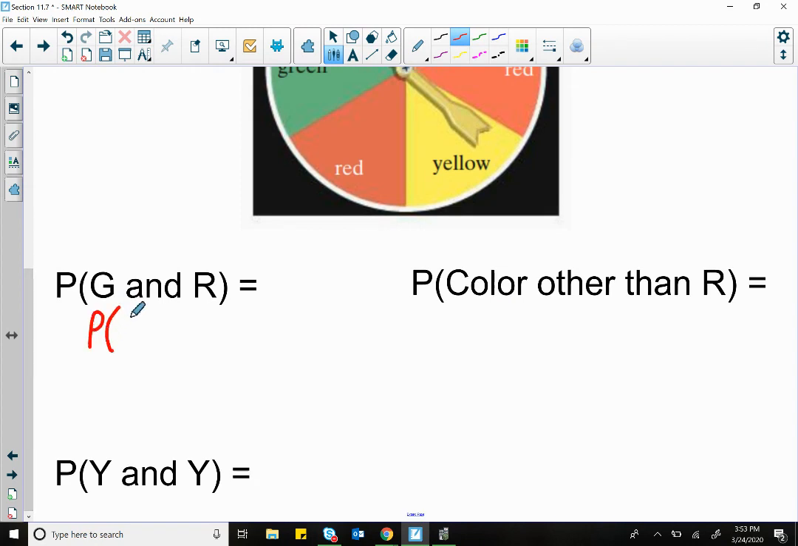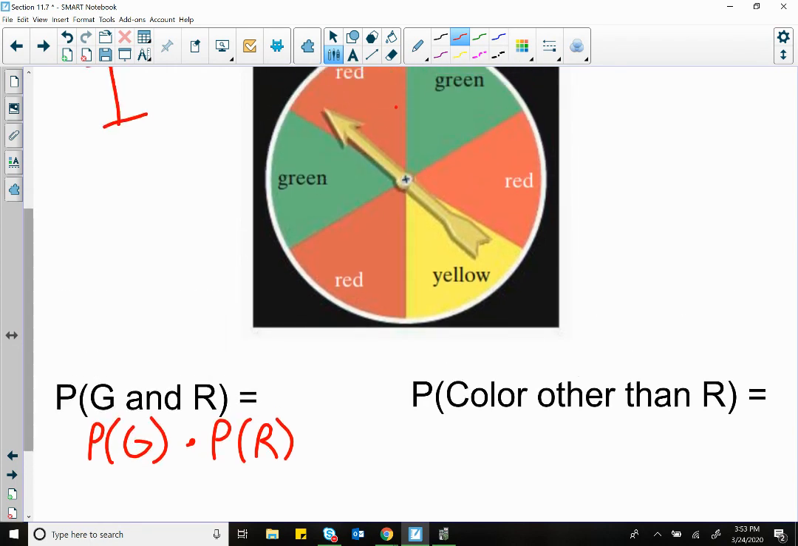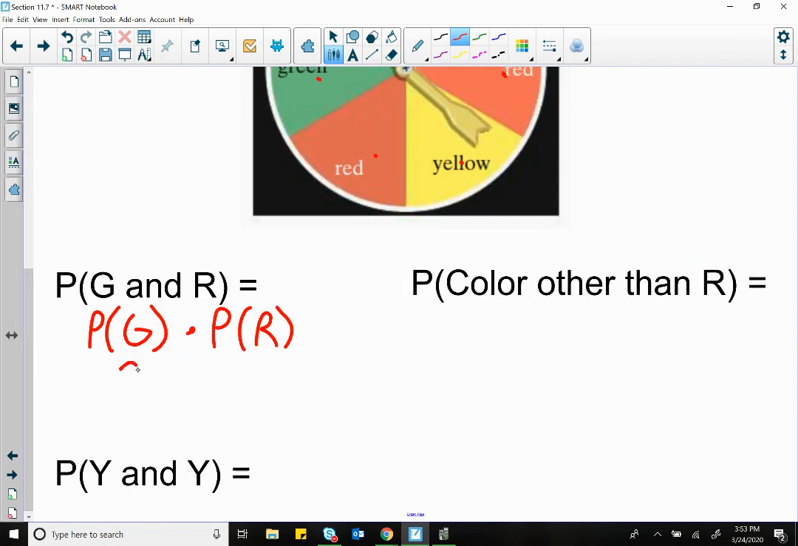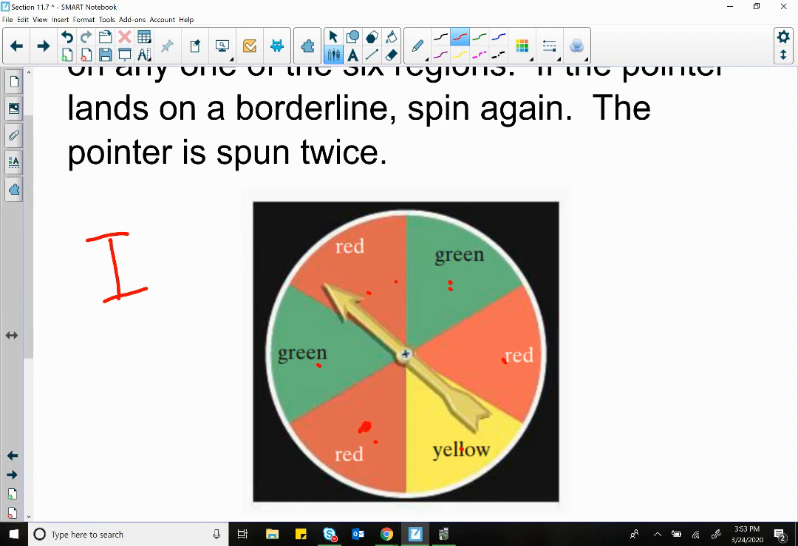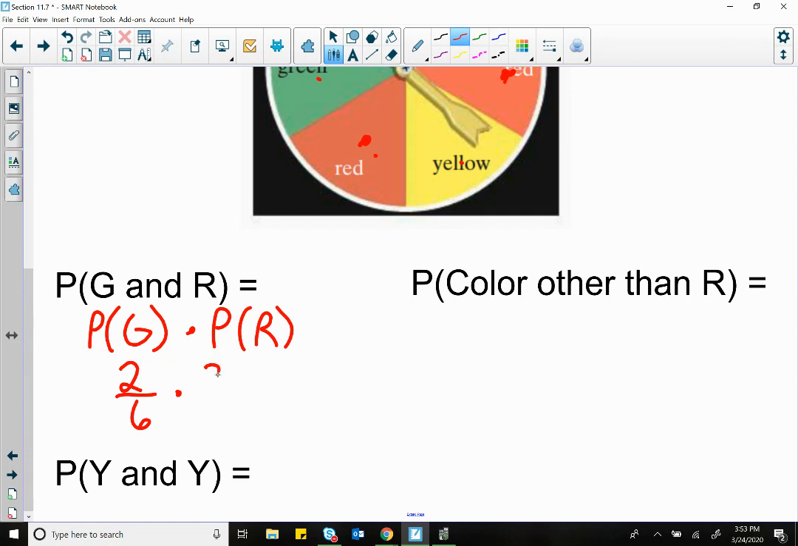So the probability of green, then we're going to multiply that by the probability of red. Okay? Well, what is the probability of green? Well, how many green spots are there? There are 2. 1, 2. Out of how many places? 1, 2, 3, 4, 5, 6. So the probability of spinning a green is 2 out of 6. Times, what's the probability of a red? Well, how many reds are there? 1, 2, 3. Again, out of 6.